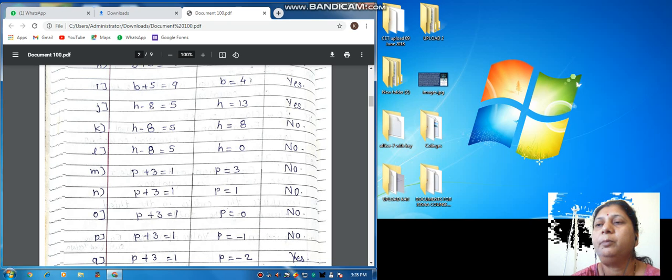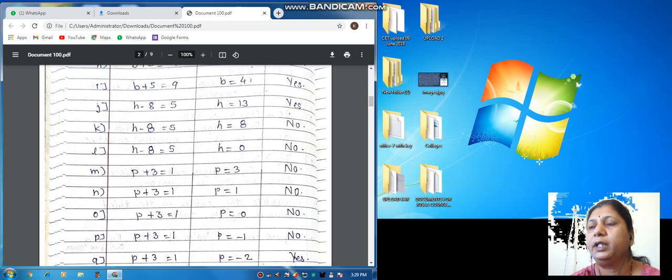P plus 3 is equal to 1. P is equal to 3. So 3 plus 3, what do we get here? 6. 6 equal to 1? No. So it is not satisfied. Okay. Next, P plus 3 is equal to 1.